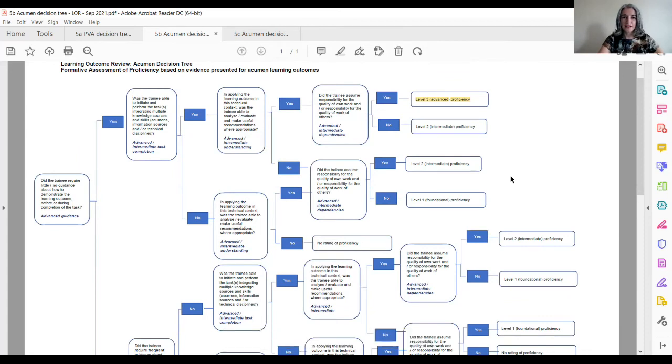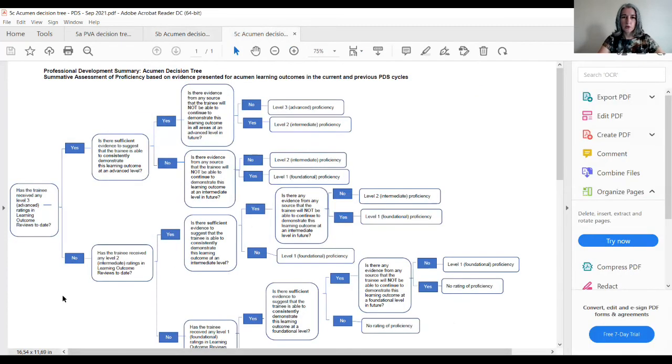So let's have a look at the Acumen decision tree at a professional development summary level. You will recall that the professional development summary decision tree for the professional values and attitudes started with a question around whether the trainee had presented multiple examples for that particular behavior. Here, the question starts with, has the trainee received any level 3 ratings in the learning outcome review to date? So that's the starting point, the evidence that has been presented.